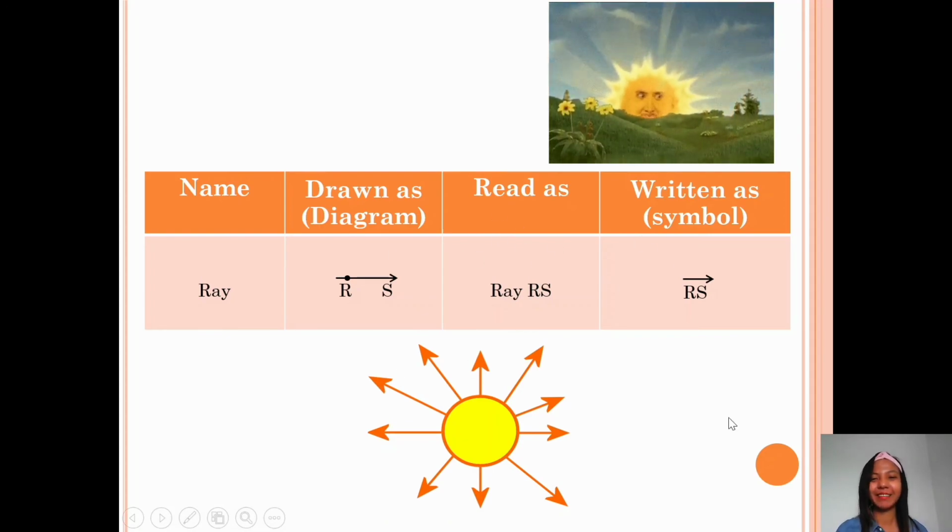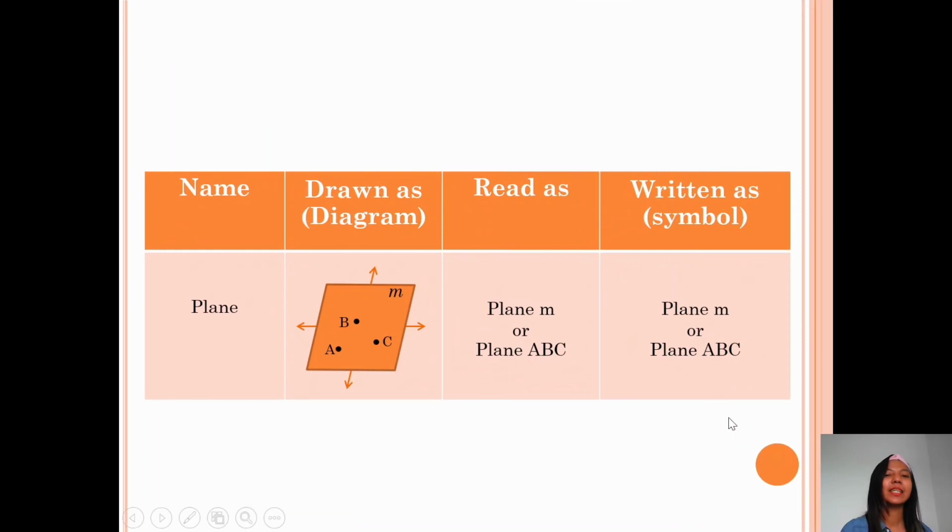Alright, next. The last one we have here is a plane. Everybody say plane. It looks like a flat surface. This plane extends in all directions, indefinitely, non-stop. It can be non-stop because it has arrowheads in all sides of this plane.